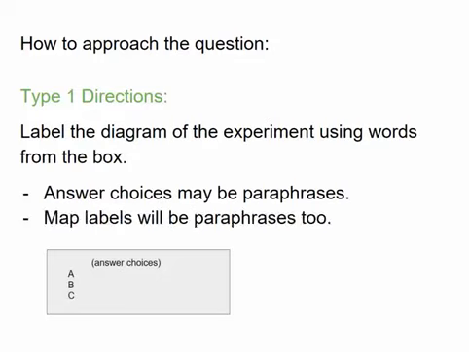Also, it could be that the map labels, the information or the language given to you on the map, will also be paraphrases, okay? So with the box type, even though they give you the answers to choose from, and you can make some good guesses possibly, this can be a very difficult type of diagram completion question because so much of the language is likely to be paraphrased, okay?